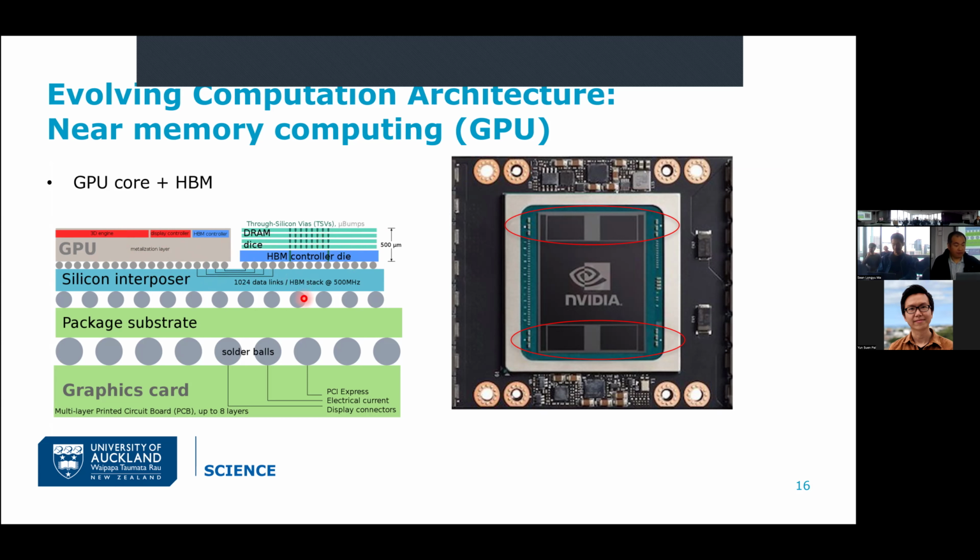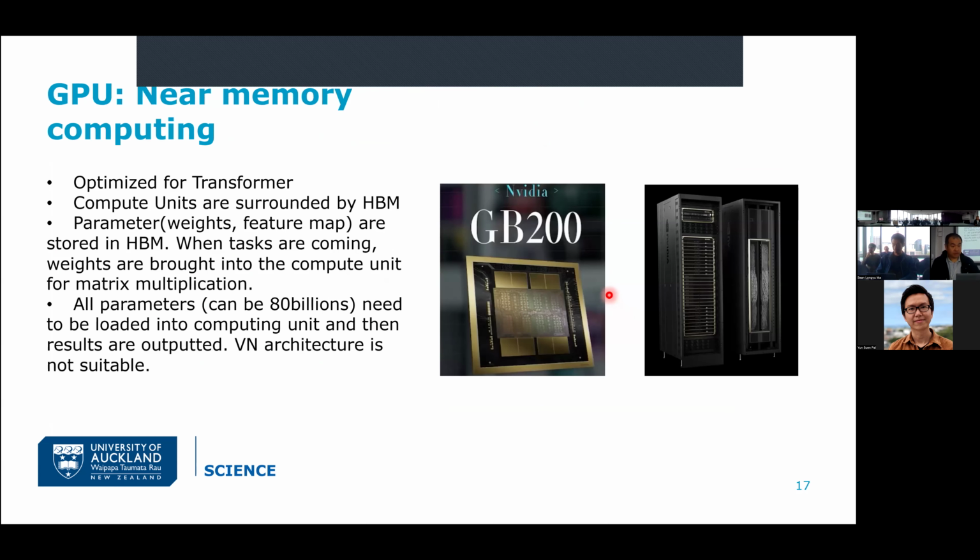If you look at the image on the right, it demonstrates a GPU core with HBM memories in the red circle. It is really hard to recognize that there are 4 pieces of VRAM for this GPU. So this is how it works nowadays. GPUs are designed to run neural network models, especially transformers, and near memory computing is the optimal way.